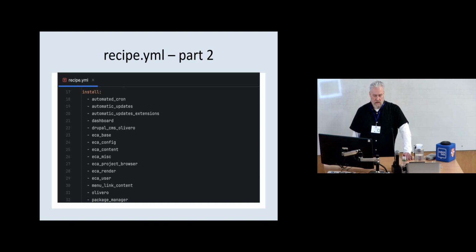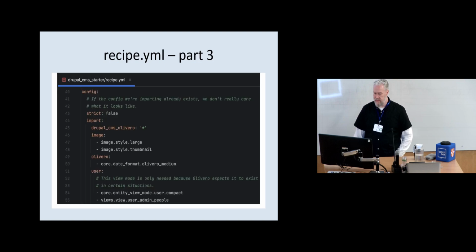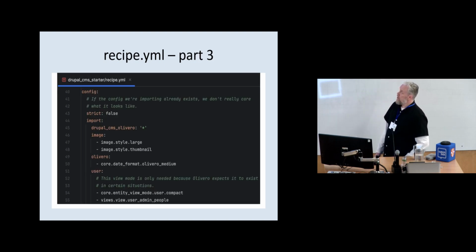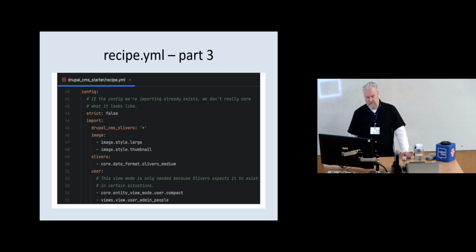And then ECA files, modules. So these modules all basically get installed with this recipe. The next part is where the recipes bit gets a bit interesting. The config key, this is still the same file. This is what I think the heart of recipes is.